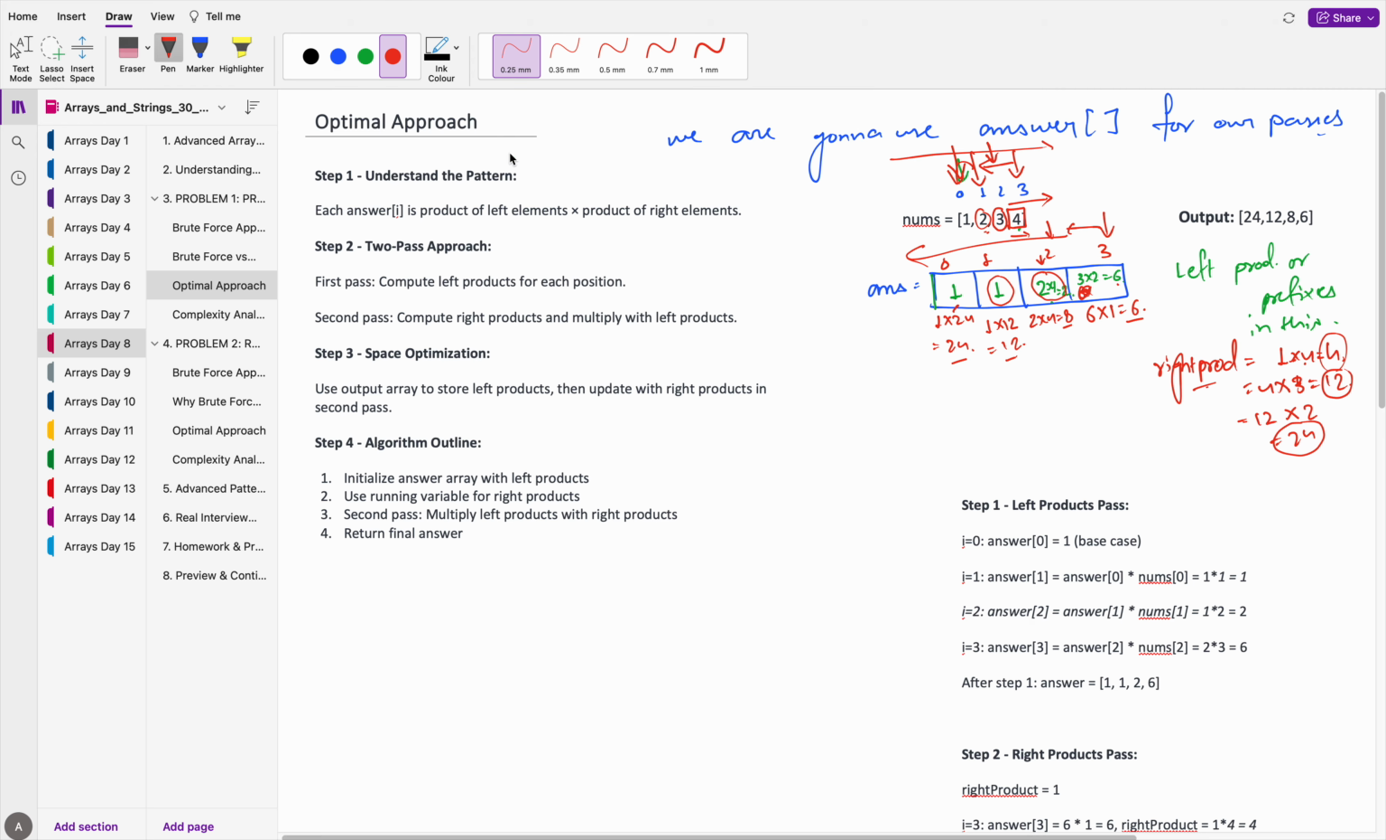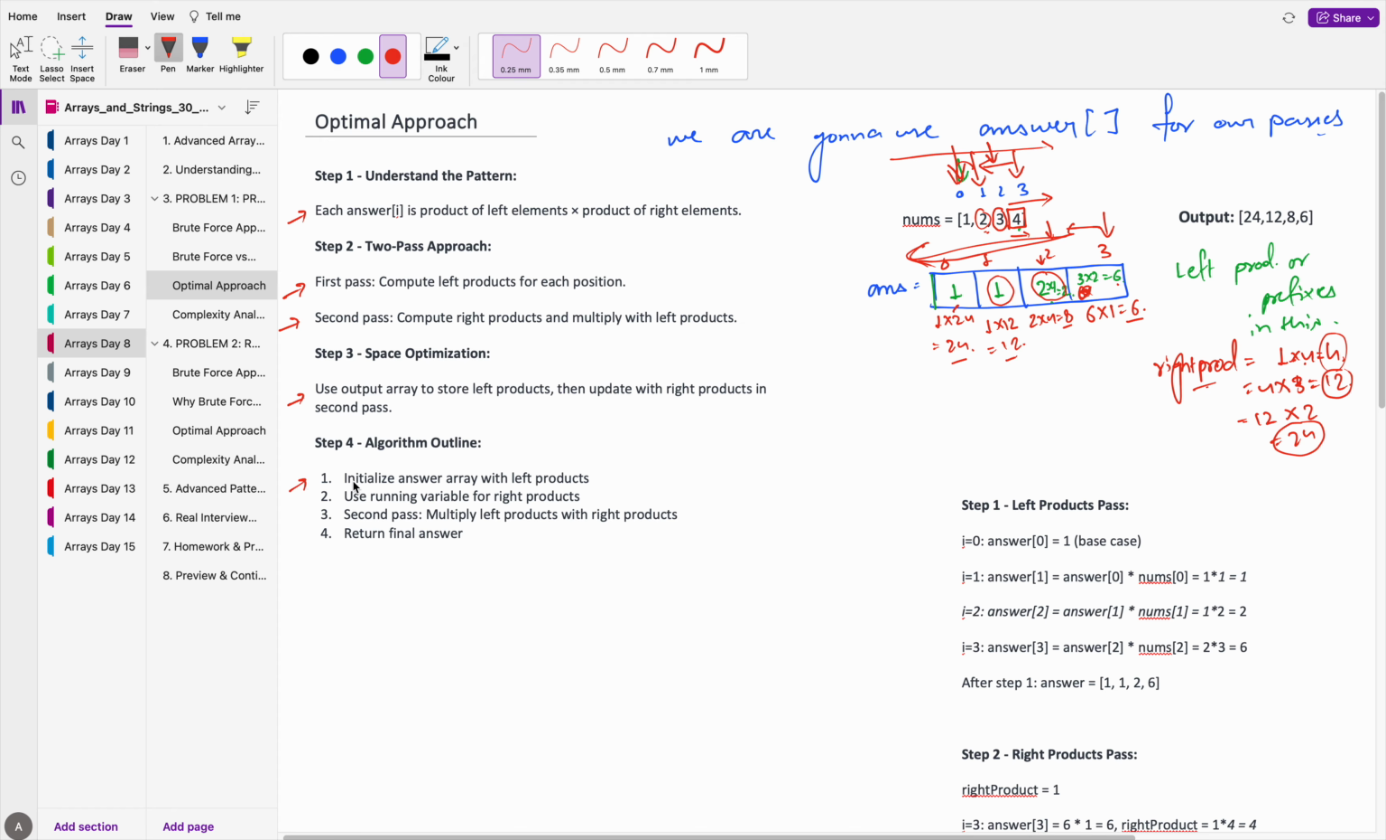So that's what I have written here as well. Understand the pattern: each answer i is the product of left elements multiplied by the product of right elements. Two-pass approach. First pass, compute left products for each position, which we have done already: 1, 1, 2, and then 6. Then second pass, from right to left, है ना? Second pass हमारा right to left चला था. In this, compute right products and multiply with left products. So space optimization is there. Use the output array to store left products and then update with right products in the second pass. That's all. कोई और एक्स्ट्रा स्पेस नहीं यूज करना है.